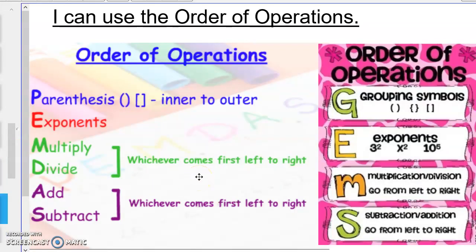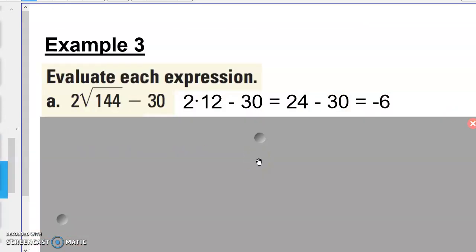All right, remembering the order of operations that we talked about. The square root symbol can actually be considered a grouping symbol. So a lot of times we're going to figure out the square root part of it first and then follow the order of operations from there. So looking at example 3 here, it says evaluate each expression.